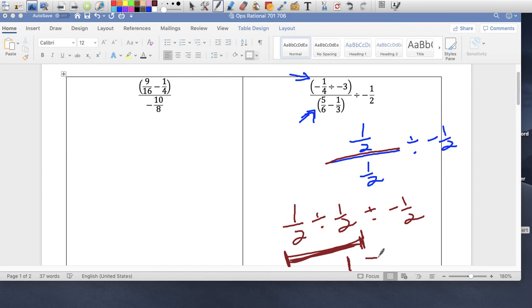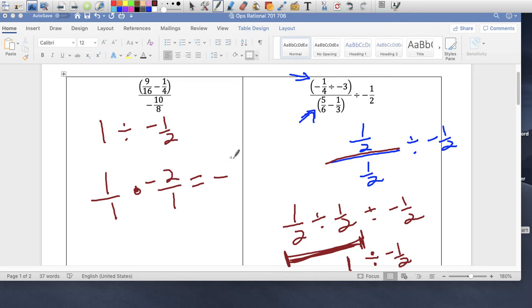And then it's 1 divided by negative a half. So let's bring that part over here. 1 divided by negative a half, the same thing as 1 over 1 times, and I'm going to use a reciprocal here, which is 2 over 1. If I multiply, it's a positive times a negative. It's going to give me a negative, and 1 times negative 2 is negative 2. The bottom I don't have to worry about because it's just 1 times 1. So the final answer is negative 2.